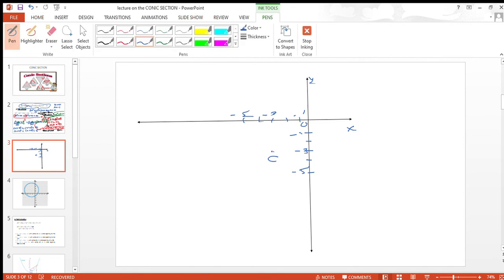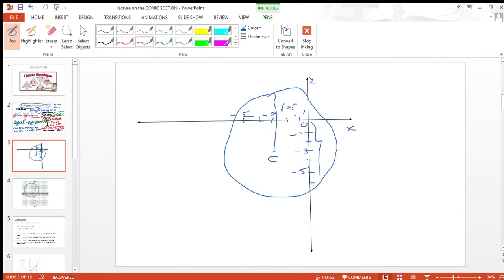So if this is the center, and sabi doon, the radius is 6, di ba? So you just need to measure 6 units. So gaano ba kahaba yung 6 units, di ba? That's 5 units. 1, 2, 3, 4, 5, 5 units. So 6 units, ganito kahaba yung radius, ganyan kahaba. So if you now measure that length, so let's say that's the radius 6, and then you rotate it, you get your circle. So circle is having its center at minus 3, 3, and the radius is equal to 6.